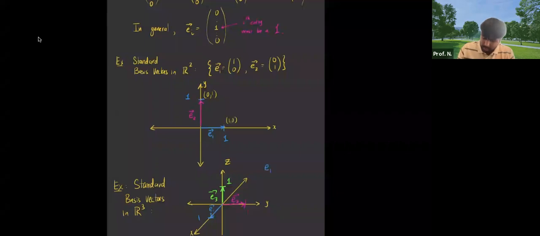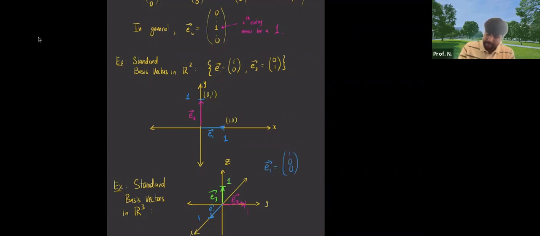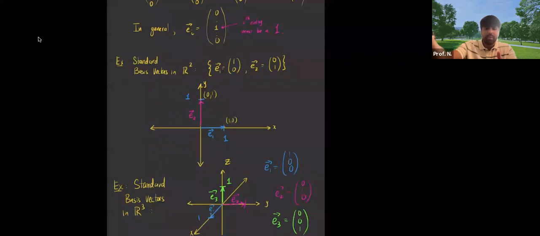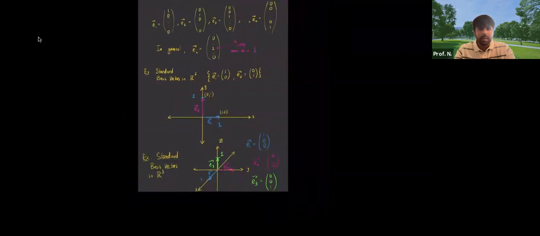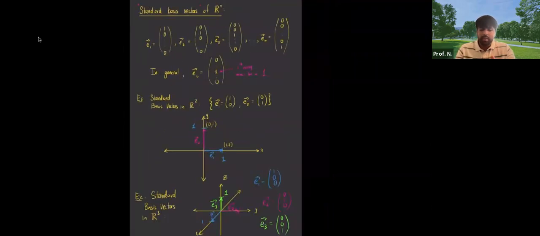And E1 is what? 1, 0, 0. E2 is what? 0, 1, 0. And E3 is what? 0, 0, 1. So that would be the set of standard basis vectors in R3. In R4, you can't visualize it, but it'll be the same thing. It'll be 1, 0, 0, 0 for E1. E2 would be 0, 1, 0, 0, and E3 would be 0, 0, 1, 0, and then E4 would be 0, 0, 0, 1. So that's the idea. Does that make sense, everybody? Standard basis. It should be clear with that, right? So that's the standard basis vector.